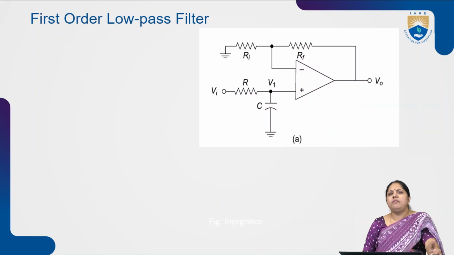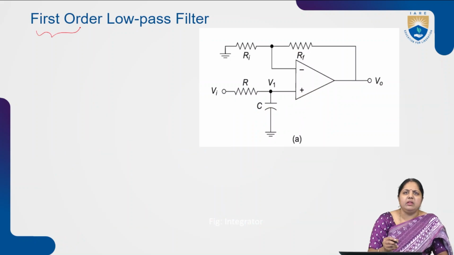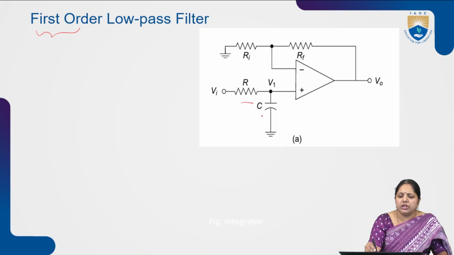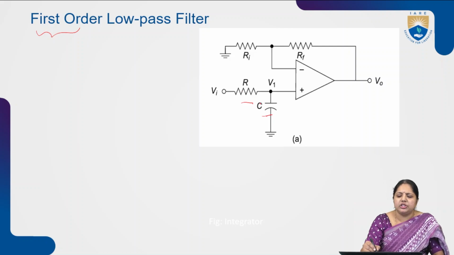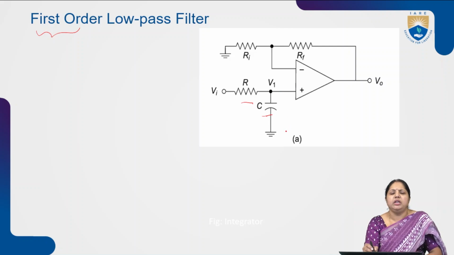So here this is a first order low pass filter. Why are we calling this the first order? Based on the number of RC sections we are taking, we call that the order of the filter. Suppose I am taking a single RC section, then that is called a first order filter. If I take one more RC section, then that is called a second order filter.